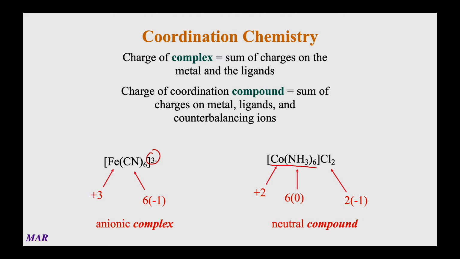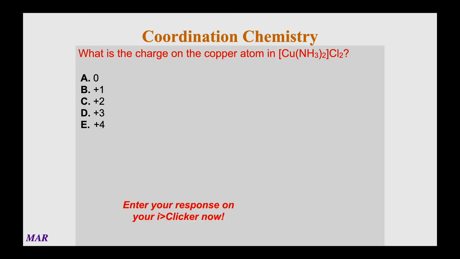The Co(NH3)6 thing, that's a complex ion with an overall +2 charge. However, if you complex it with 2 -1 ions, you end up making a compound. So complex ions have a charge, compounds are neutral. Here's a molecule, Cu(NH3)2Cl2, and it says, what's the charge on the copper?